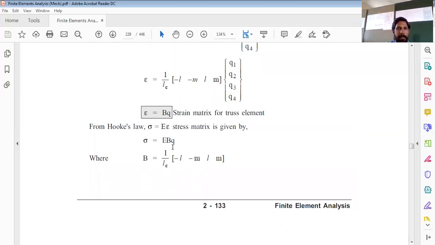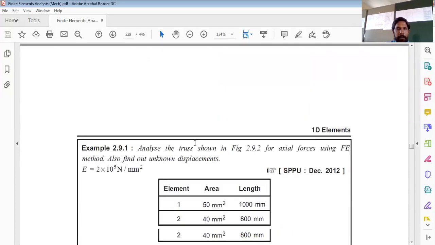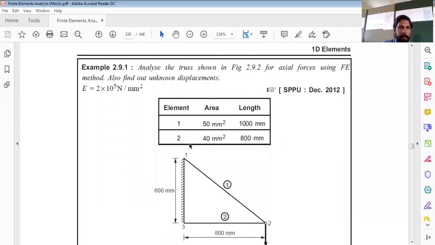And to calculate this stress value, we can just multiply the Young's modulus of the material with the strain value. So let us start with the numerical. One of the numerical here is: analyze the truss shown in figure for axial forces using finite element method.